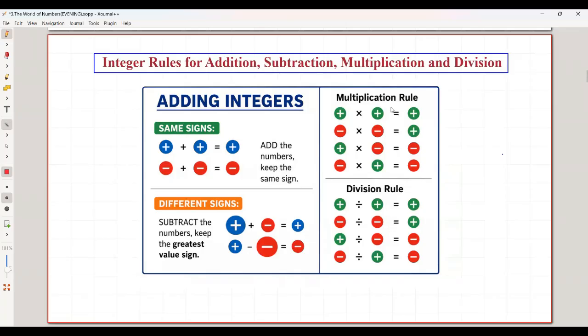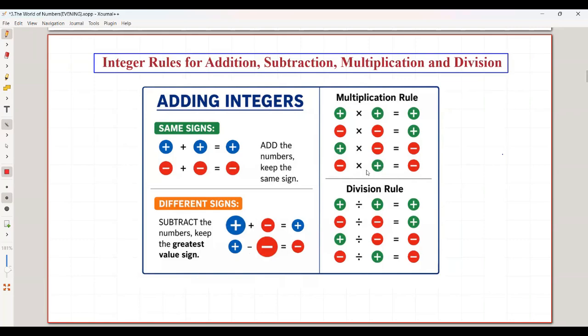For multiplying and dividing integers, if the two numbers have the same sign, the result is always positive. Remember this: same sign always positive, different sign always negative. Plus into plus is plus. Minus into minus is also plus. Different sign: plus into minus is minus. Minus into plus is minus.